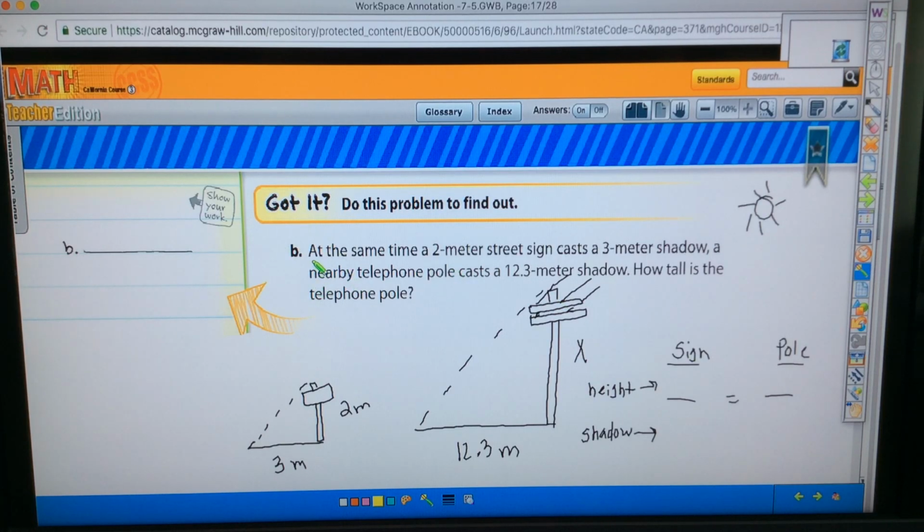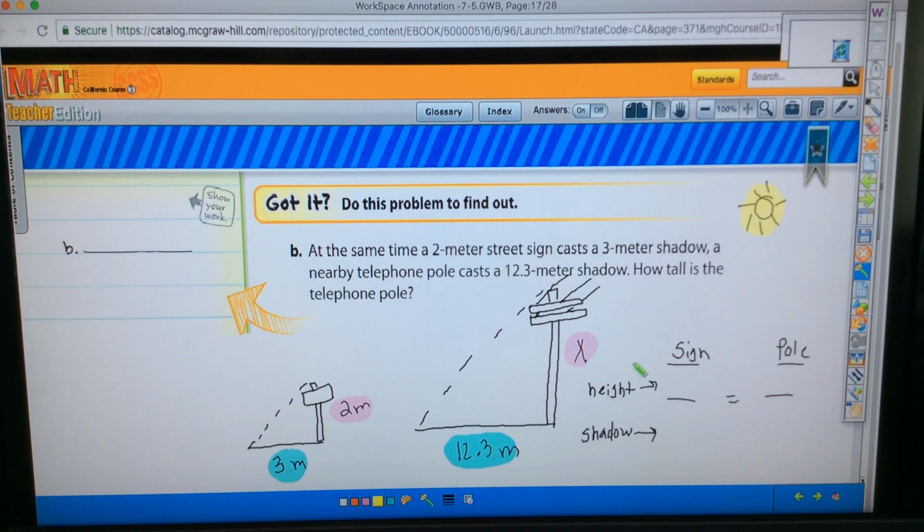Okay, so it says at the same time, a 2-meter street sign, let me color code all this, a 2-meter street sign casts a shadow that's 3 meters. Okay? A nearby telephone pole casts a shadow that's 12.3 meters. How tall is the telephone pole? So that's the unknown. Okay, here's our sun. I drew the sun over here.